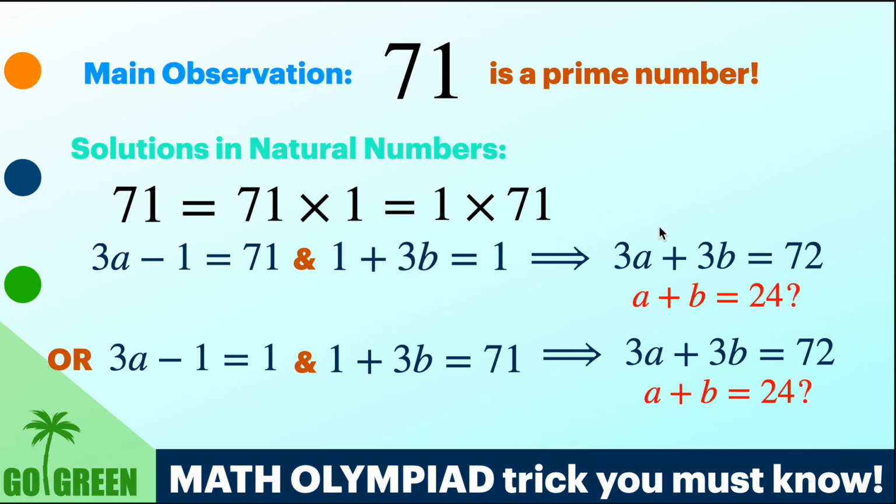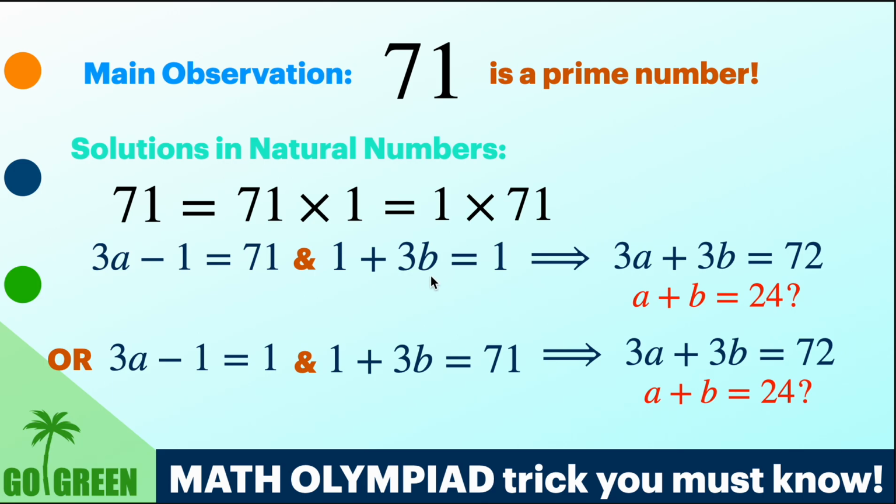Okay, if you say a plus b will be 24, I will rather ask what are a and b, right? If you just look at these equations, they are giving some values of a and b. But whether they are natural numbers, because a, b are given to be natural numbers, right? So 3a minus 1 equals 71 gives you a natural solution for a. What is that? 3a will be 72, so a will be 24, which is a natural number. Fine, acceptable. But what about 1 plus 3b equals 1?